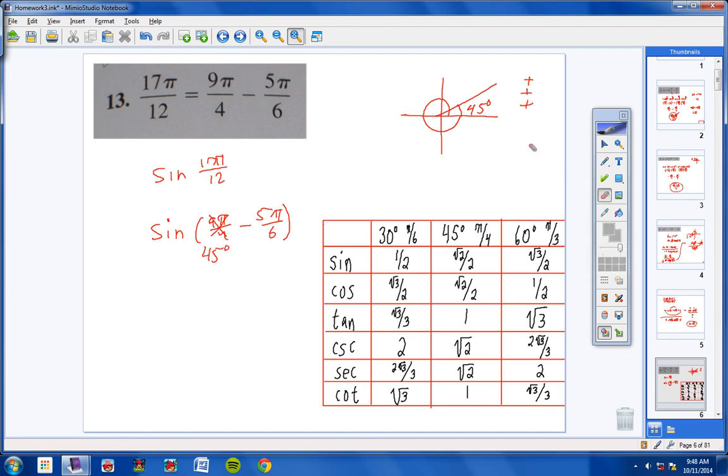Now, 5 pi over 6, that's going to be 150 degrees. And notice we go here, and if we go 150, we're left with 30, okay? Now be careful on this one because sine is positive and cosine is negative, so be really careful here. We're going to use 30 degrees, but watch your signs, okay? Be very careful with your positives and your negatives. Okay, so here we go.